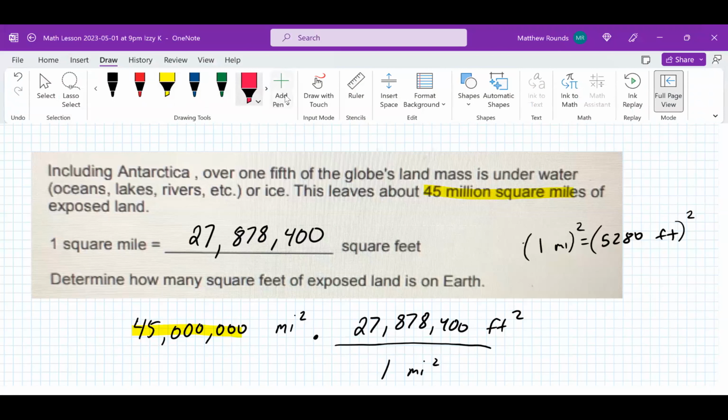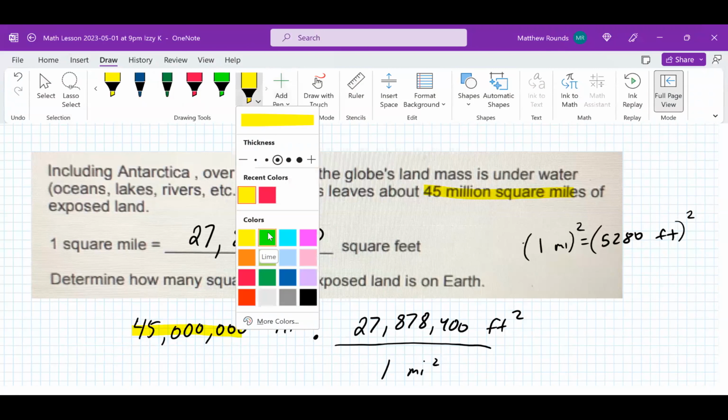I really like that pen. I do have a green.